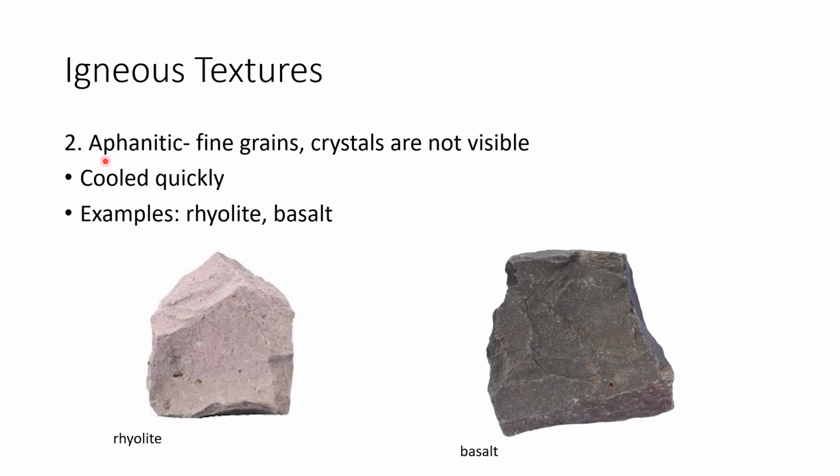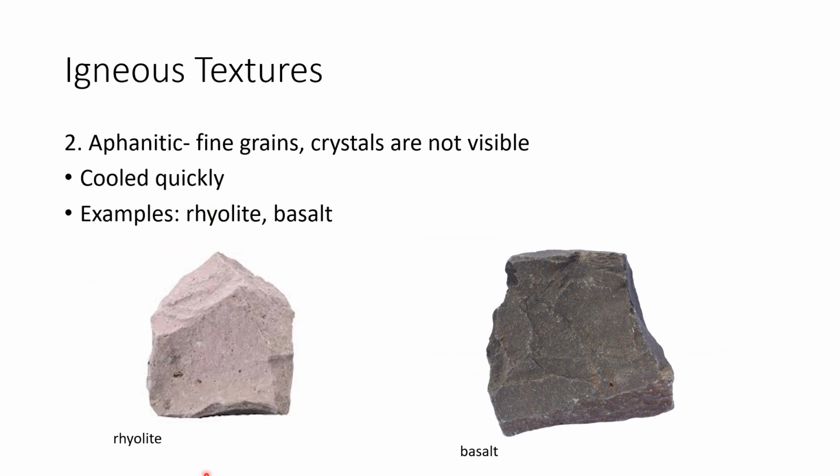The next texture is aphanitic, and aphanitic means fine-grained rock. These crystals are not visible to the naked eye. They're still there, you just can't see them without using some type of magnification device. So these small crystals indicate that this igneous rock is more likely to be extrusive because it would have hit the air and cooled very quickly, meaning the crystals didn't have time to grow very large.